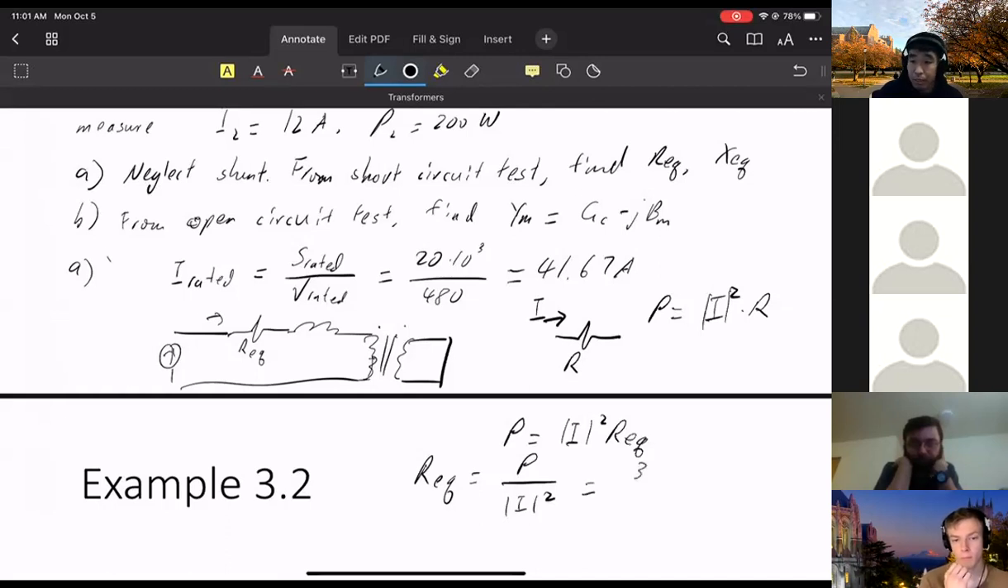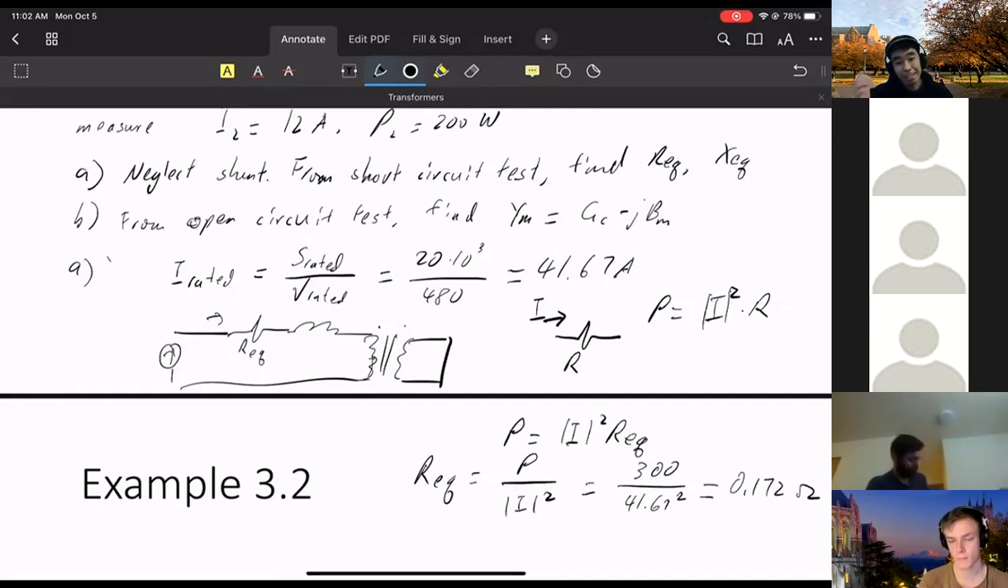So this is how much I have: 300 watts being dissipated. I have 41.67 amps squared. This gives me 0.172 ohms. All right, so remember to square the current. The answer in chat is almost right, except remember to square the current. Okay, this is I squared R. Any questions about computing this equivalent resistance?